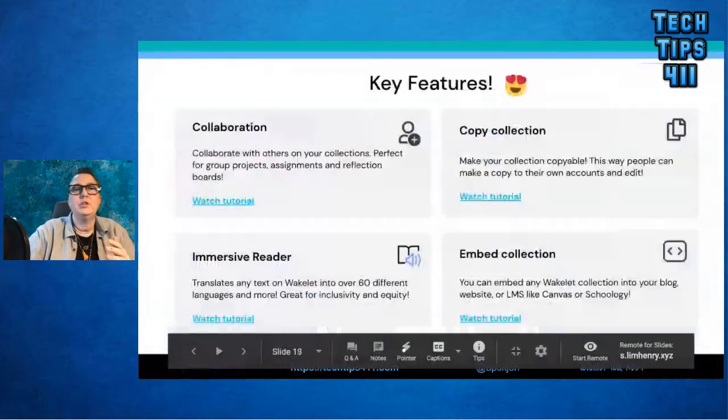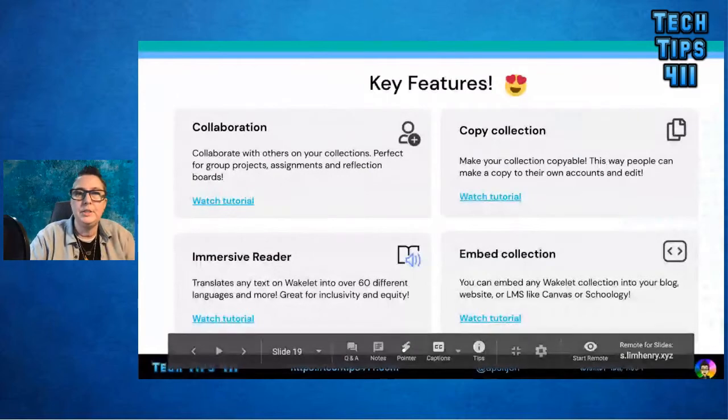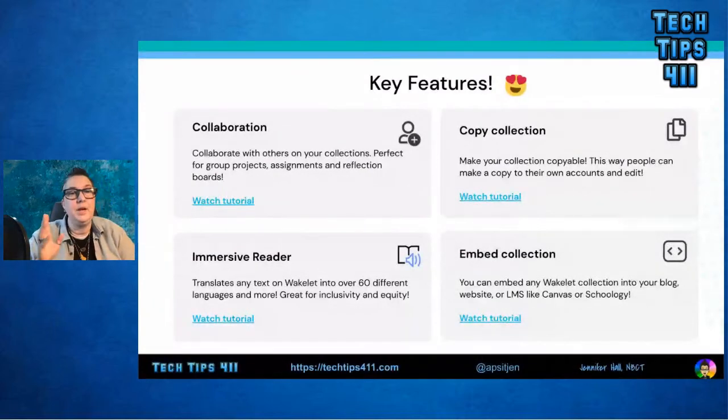So the key features here are that collaboration, the ability to copy a collection. Now, not all collections have been open to be copied. Some people are like, this is mine, you can use it, but you can't copy it. That immersive reader again, and the fact that you can embed it. That's the other piece that's really powerful, is that I can take that collection, I can include the link into a Google Classroom, into a Microsoft Team, but I can also embed that collection into my website.